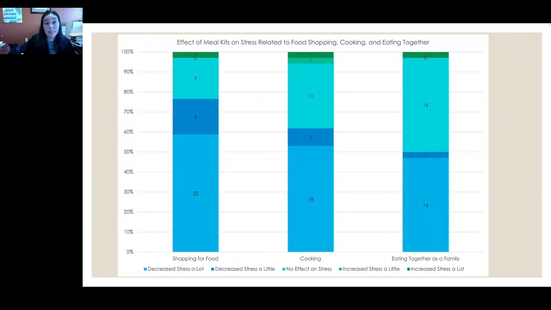Now for the 3 questions on stress related to food shopping, cooking, and eating together, there was a positive impact on stress for shopping for food and cooking. So a majority of the participants said that their stress decreased related to shopping for food and cooking. And half of the participants stated that their stress related to eating together as a family also decreased. Although if you look at the top, there was one person that said that their stress level increased after having meals with their family. So we didn't get to tease that out. I'm not sure what happened at those family meals.